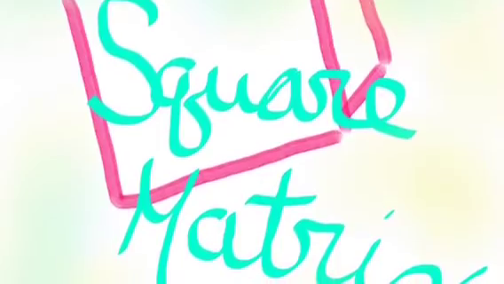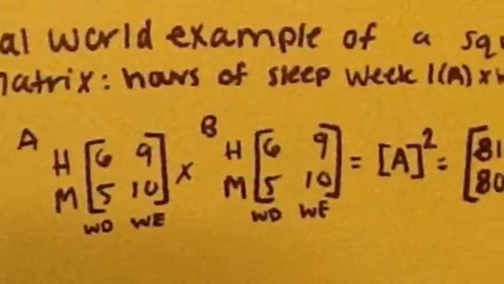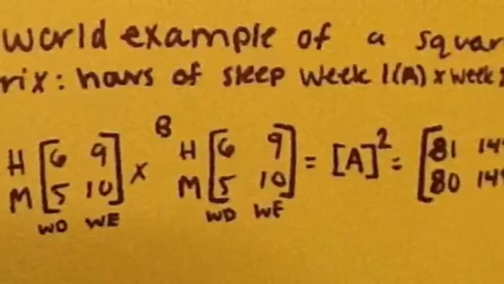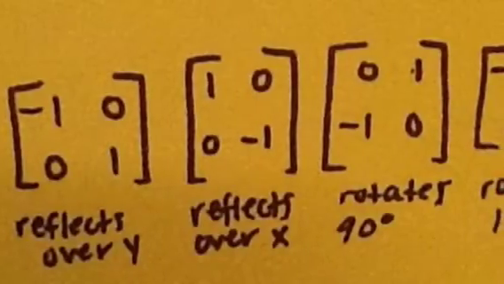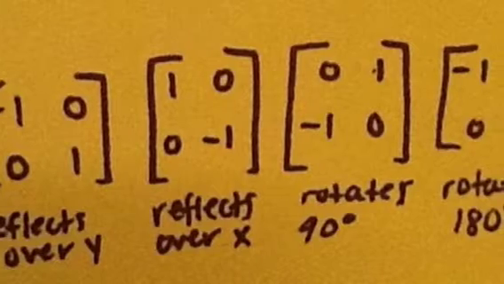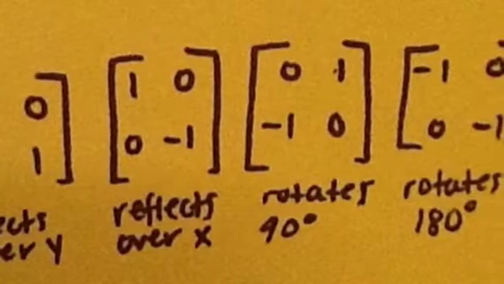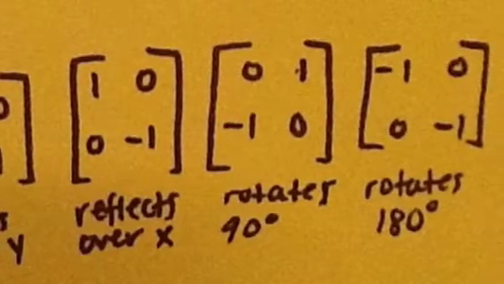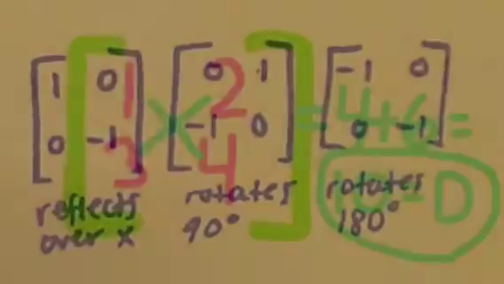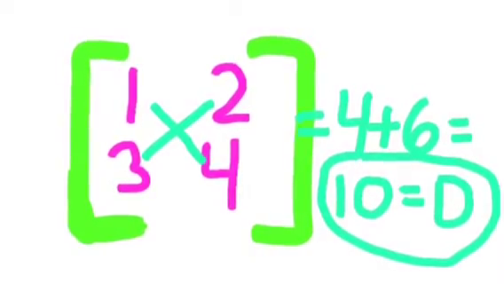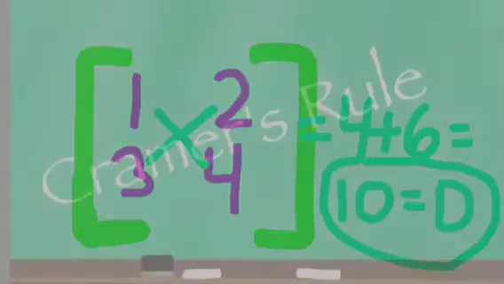A square matrix is any matrix that has the same number of rows as columns. When using matrices to transform geometric figures, you multiply the x and y coordinates by the translation matrix, like the ones below. A determinant is the difference of the diagonals of a matrix.